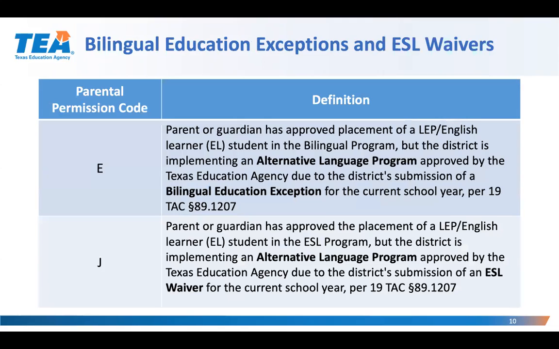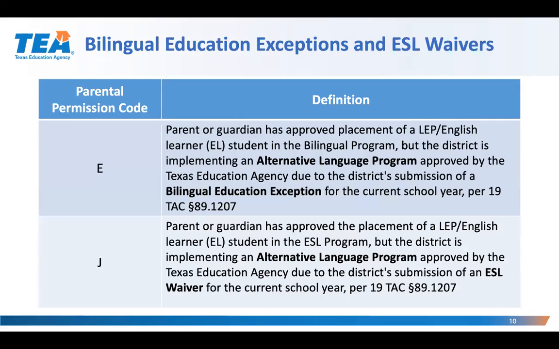Let's take a look at the parental permission codes related to a bilingual education exception and an ESL waiver. These codes have not changed, but the definitions have been revised to align with each other and also to align with Chapter 89, Subchapter BB of the Texas Administrative Code.